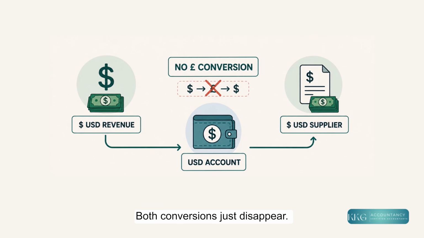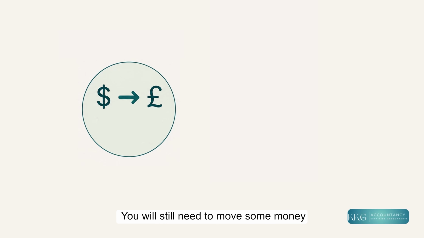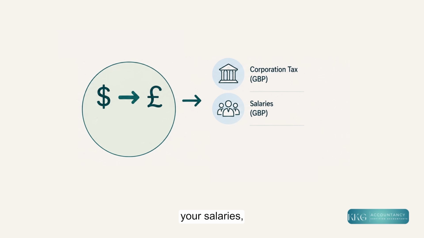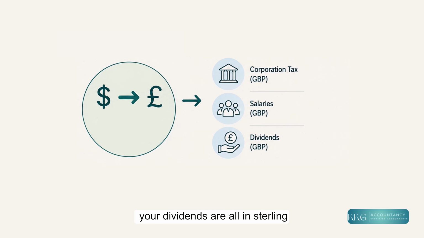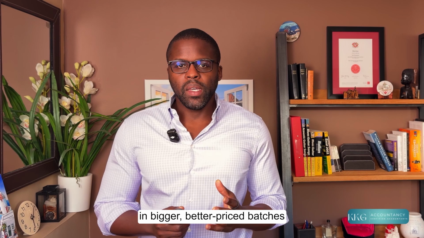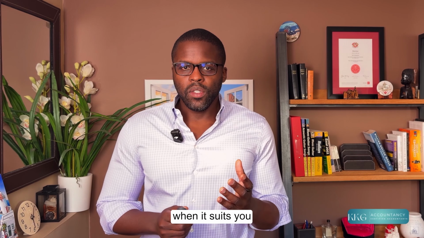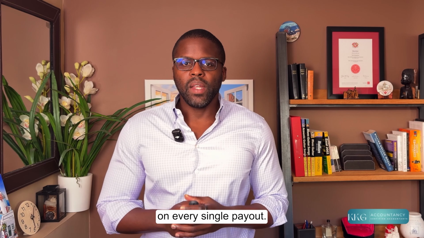You hold your dollar revenue in dollars and you pay your dollar suppliers straight out of it. Both conversions just disappear. You'll still need to move some money into pounds. Your corporation tax, your salaries, your dividends are all in sterling, but now you do that deliberately in bigger, better priced batches when it suits you, instead of letting the gateway nibble at it on every single payout.